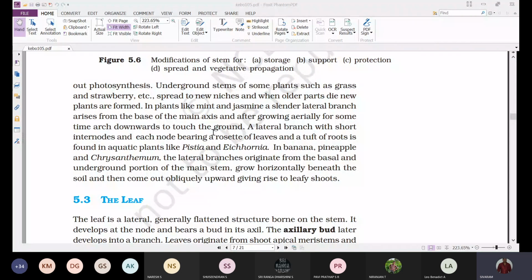The stem with short internodal structures, bearing a tuft of leaves and a tuft of roots at every node, such structures are called offsets. These offsets are observed in Pistia and Eichhornia.